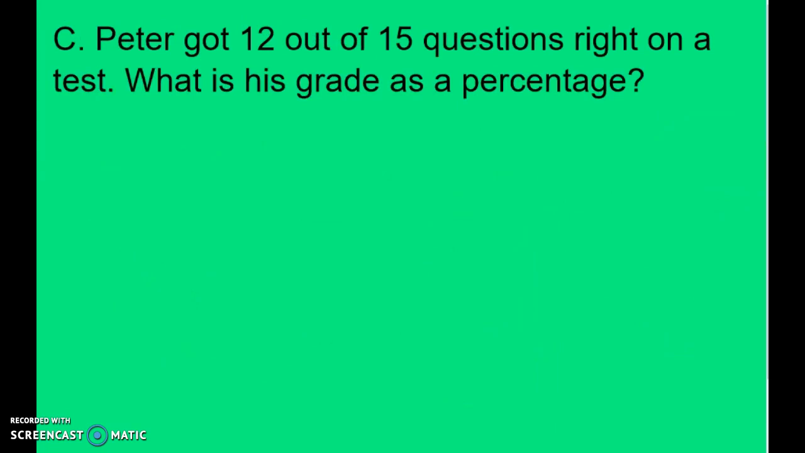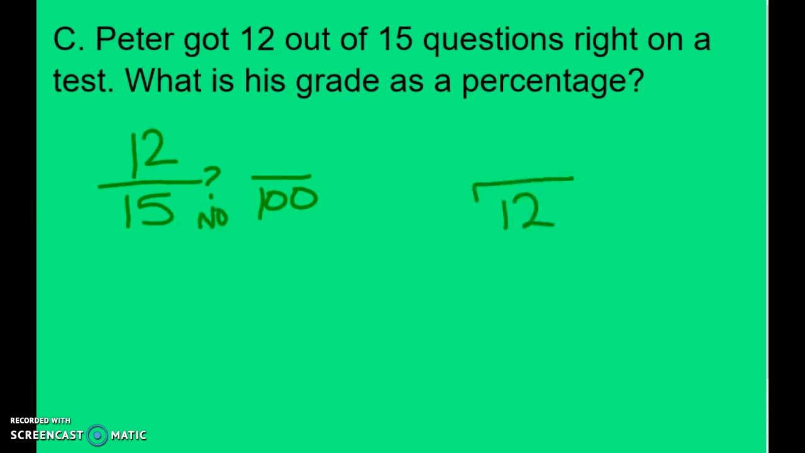Let's look at another example. Peter got 12 out of 15 questions right on a test. What is his grade as a percentage? So this is what teachers do all the time. You got 12 out of 15 right. Can it go to 100 easily? No. So we're going to have to do it the other way. So we put 12 on the inside, 15 on the outside, add our decimal. 15 goes into 120. I'm going to guess 8 times. Oh, look at that.